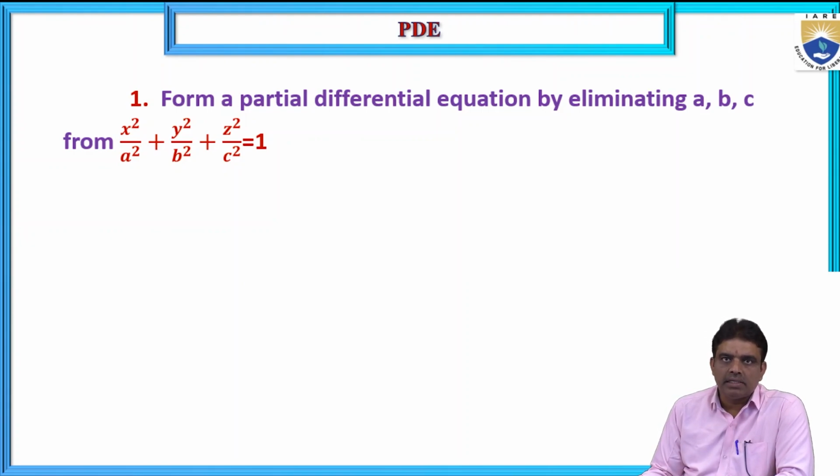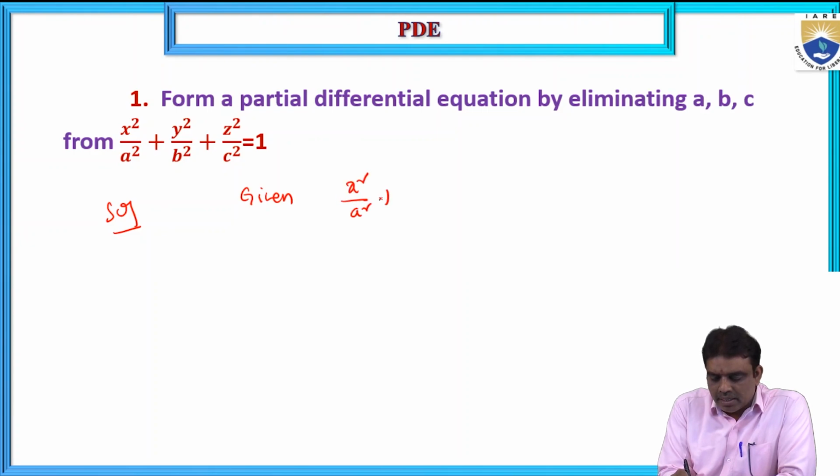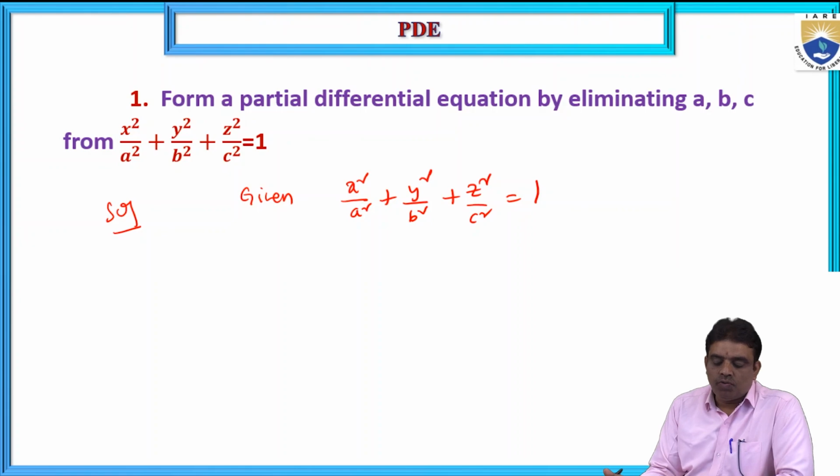So the first problem is: form a partial differential equation by eliminating the arbitrary constants a, b, c from the relation x square by a square plus y square by b square plus z square by c square is equal to 1. So first I write the given equation, x square by a square plus y square by b square plus z square by c square is equal to 1. Now our objective is to form the differential equation from this given function by eliminating the arbitrary constants a, b, c.